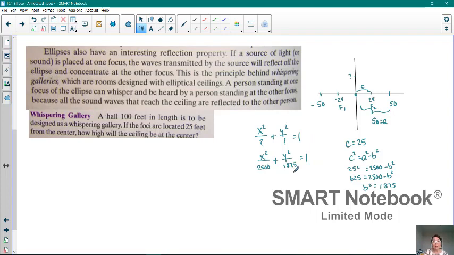Here's the equation. The question is, how high will the ceiling be at the center? Well, it's going to be the square root of 1875, which we will give as a decimal because that's how we would use that, approximately 43.3 feet. So the center of the ceiling will need to be about 43.3 feet high for this whispering gallery to work.